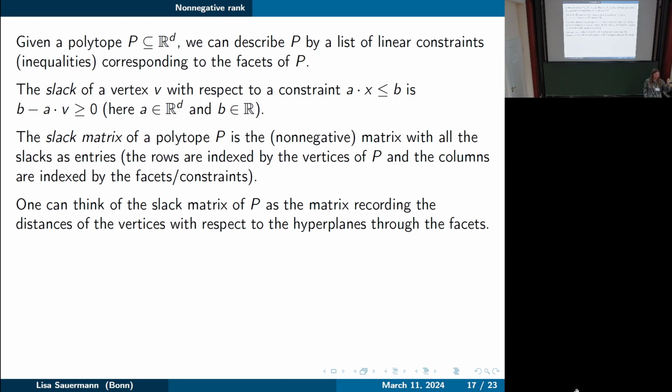So if you don't like this inequality version, just say you take a matrix where the rows are the vertices of the polytope, the columns are the facets, and now for every vertex and every facet, you look at the distance of the vertex from the hyperplane of the facet. And that's some number, and all these numbers you record in this matrix.